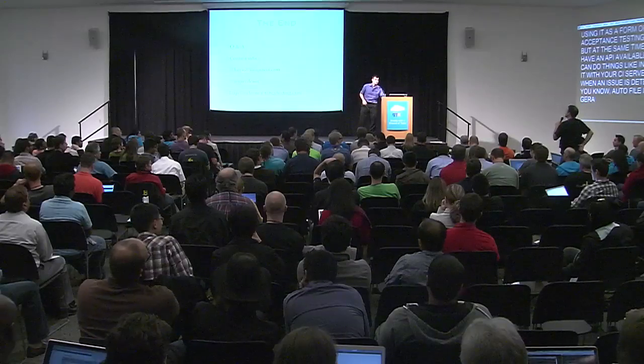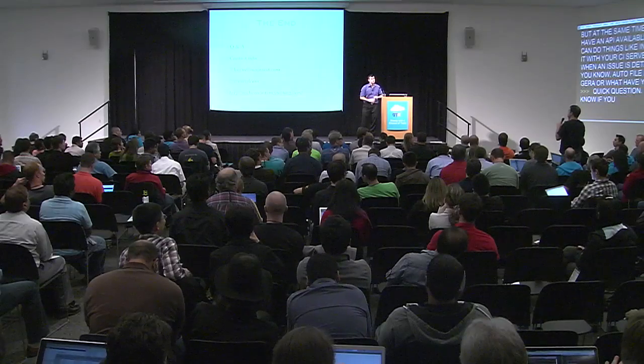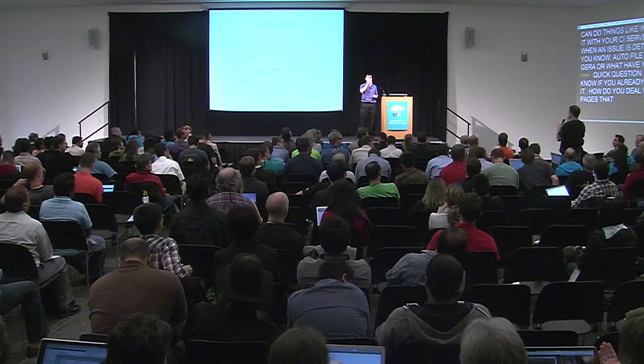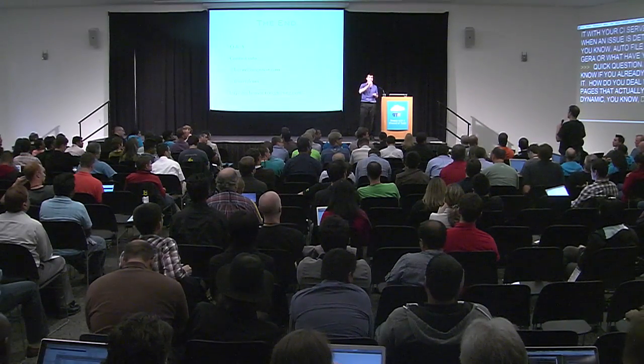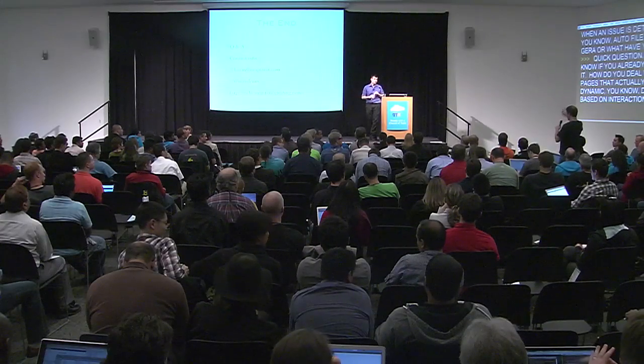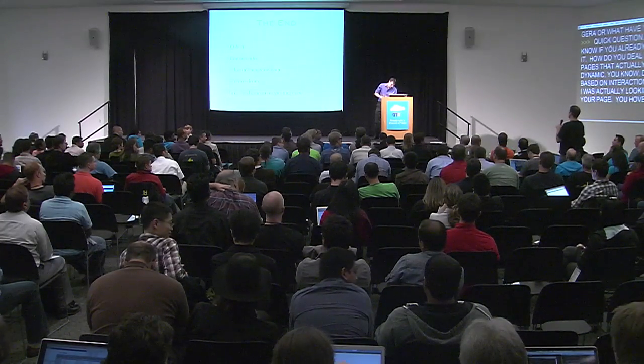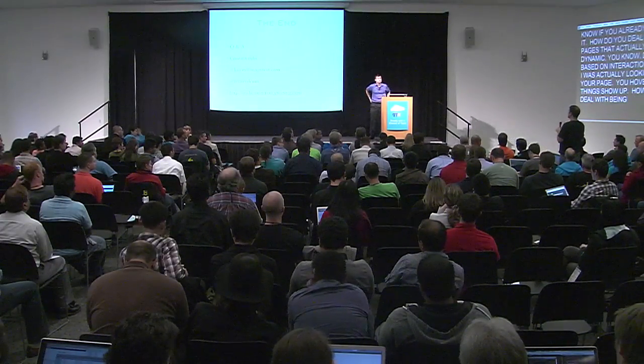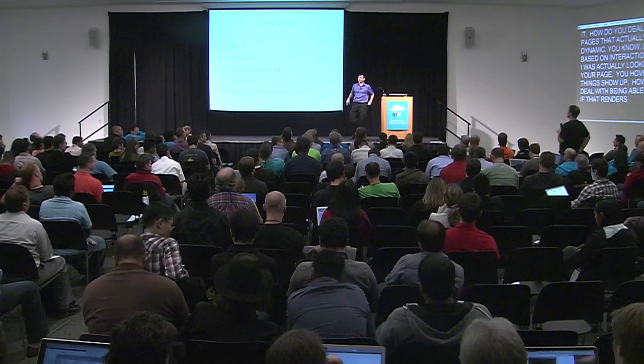Yeah, quick question. I don't know if you already covered it. How do you deal with pages that actually have dynamic DOMs based on interaction? I was actually looking at your page. You hover, things show up. How do you deal with being able to tell if that renders correctly across browsers?